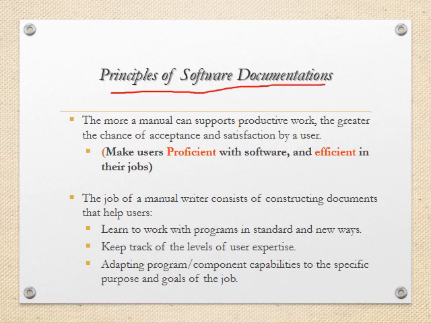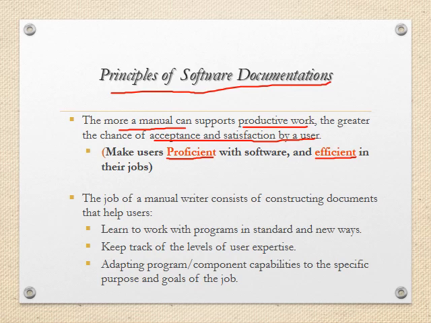Principles of software documentation. The more a manual can support productive work, the greater the chance of acceptance and satisfaction by the user. That means it makes users proficient in their software and efficient in their job. Those are the two main objectives or goals for task-oriented documents.